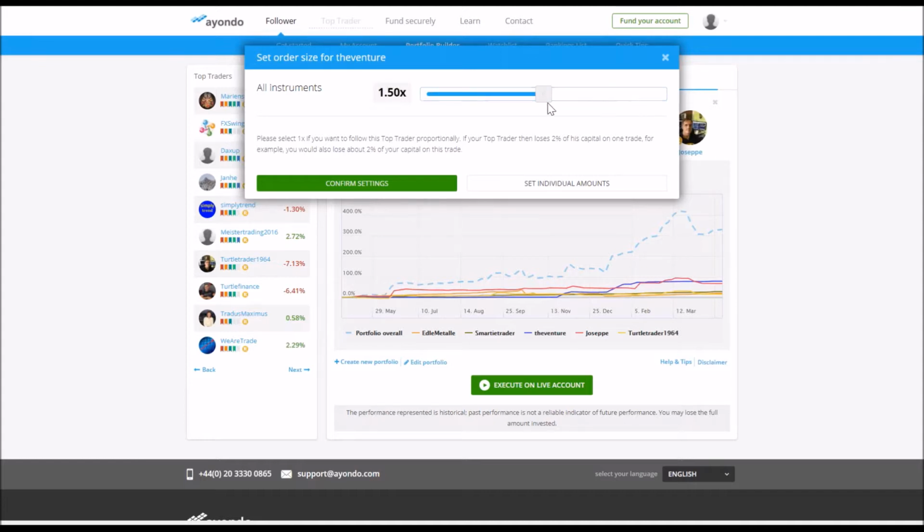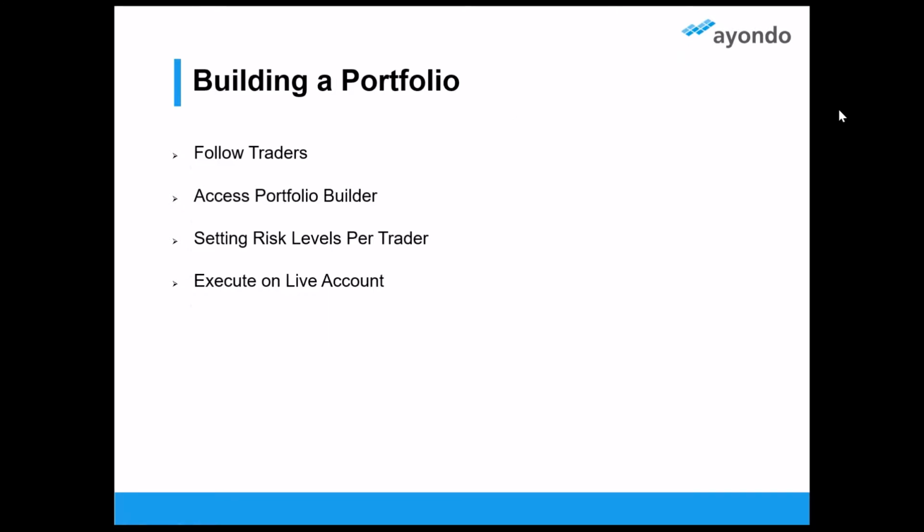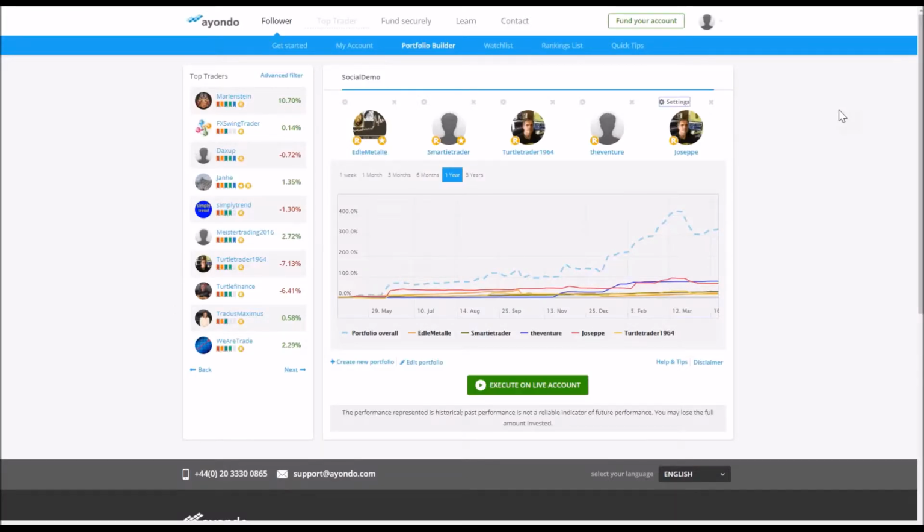So I can do all of that for all these individual traders. Personally, I just tend to leave it at 1 for all of them, but you can go through and change it for all these people in here. And then that's it. We're almost ready to go. Once we've confirmed their individual risk levels, we're ready to execute on the live account. So let's do that. Let's just click on execute and we'll get going. There'll be a couple of warning screens.